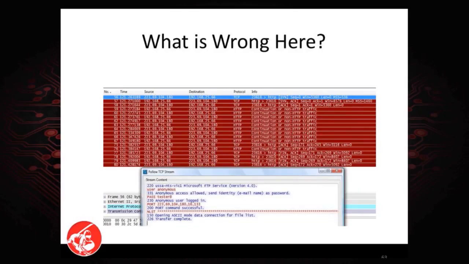But the problem is in the actual addressing. When you look at it at the time of this slide, the 223 address was not allocated. So this organization's not doing proper ingress filtering because it's allowing an unallocated IP address as a source address to talk and communicate with its network.